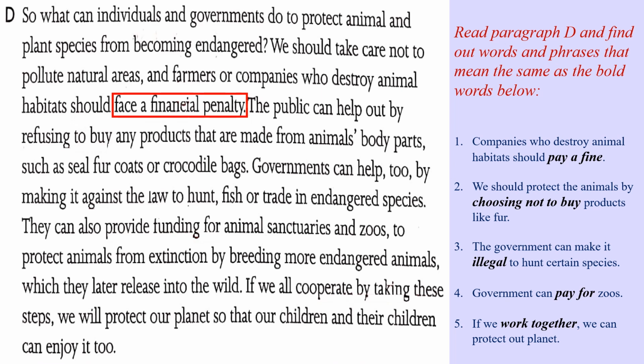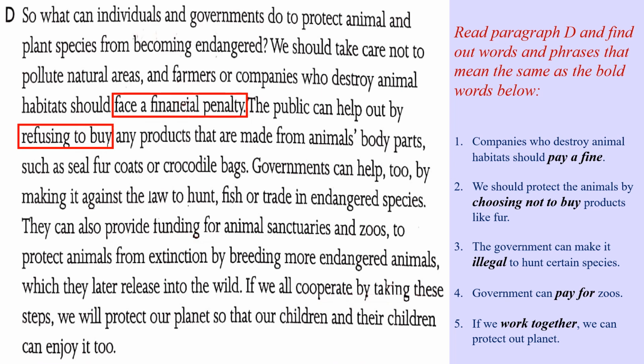Question 2. We should protect the animals by choosing not to buy products like fur. Choosing not to buy. When you choose not to do something, what do you do? You refuse. So choosing not to buy, refusing to buy.